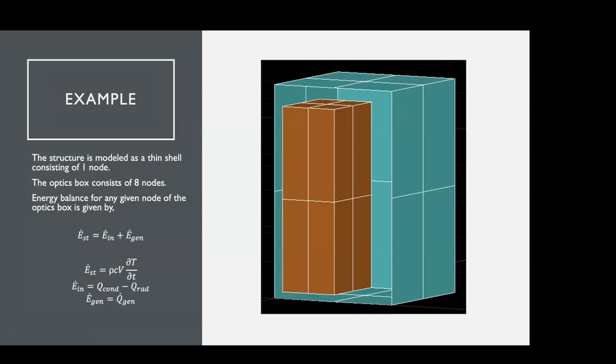To do this, you would model the structure as a thin shell, which basically means it has no energy storage. Then you would model the optics box as a system of 8 nodes. For each node, there would be a control volume with this equation: energy storage equals energy in plus the energy generated. Energy storage is your rho C V dT/dt, your energy in is your conduction minus your radiation, and your Q gen is what the input would be. If you had a heater on that surface, that would be modeled as internal heat generation.